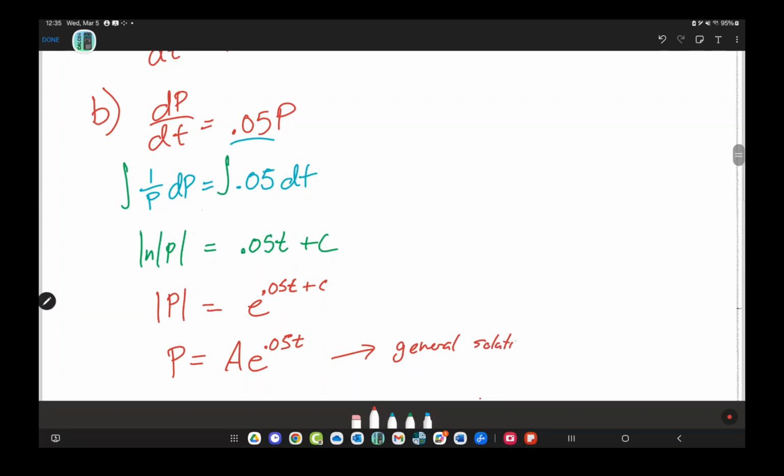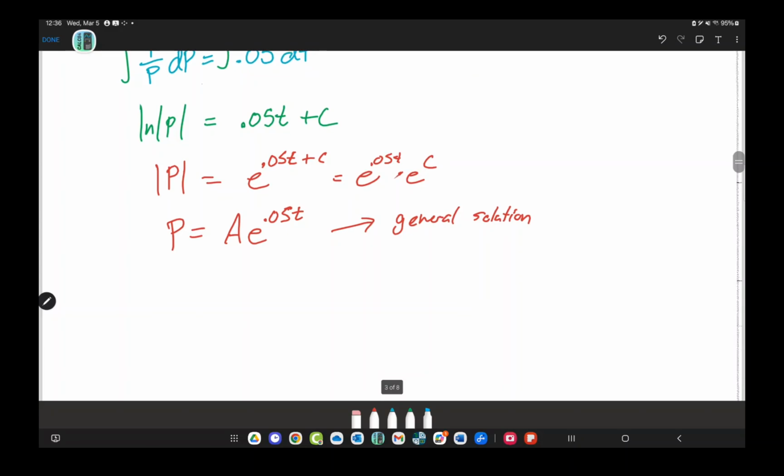But where is e to the C? Every time, we can write this as e to the 0.05 T times e to the C, and that constant becomes A. So this is our general solution, but do we have a particular value?